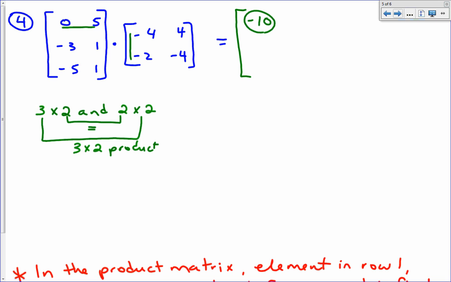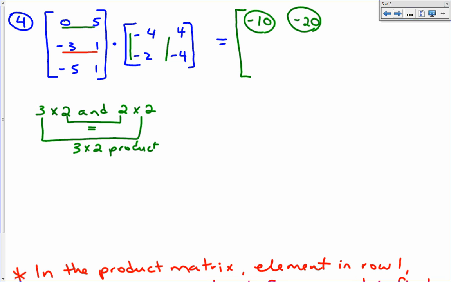Now, it's a 3 by 2, so I'm going to have two columns, so I'm going to just move across, and I'm going to do this result now. This is row 1, column 2, so I go back to my question and use row 1 and column 2. So 0 times 4 plus 5 times negative 4, so that gives me a negative 20. Now I'm moving down to row 2 in my product here. So I'm going to move down to row 2 here, and I'm going to do row 2 and column 1.